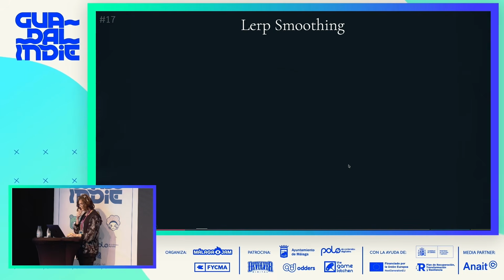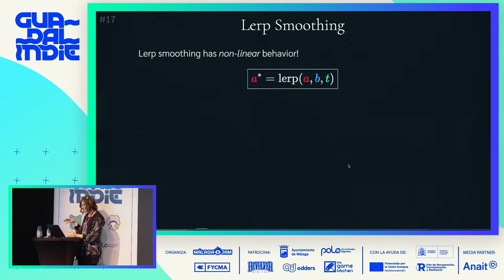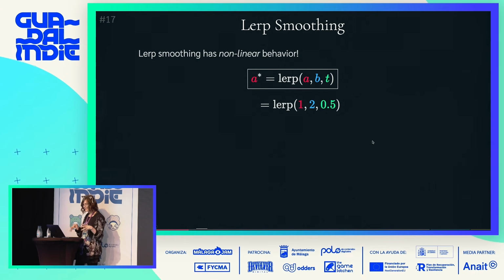All right, so Lerp smoothing. This might be a little counterintuitive, because Lerp is a linear blend, but Lerp smoothing has a non-linear behavior. It has a curve to it, right? Lerp smoothing is a special case where the first parameter, a, is given a new value, which is the result of the Lerp function. So the Lerp function gives us a new value, and that's going to be the input for the next iteration of this function. Let's simulate it a little bit here.